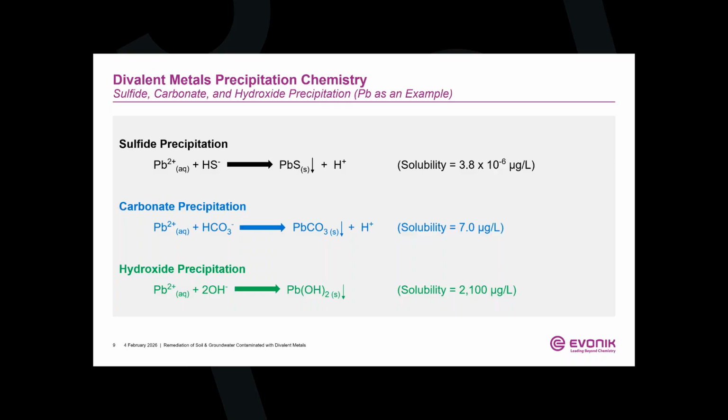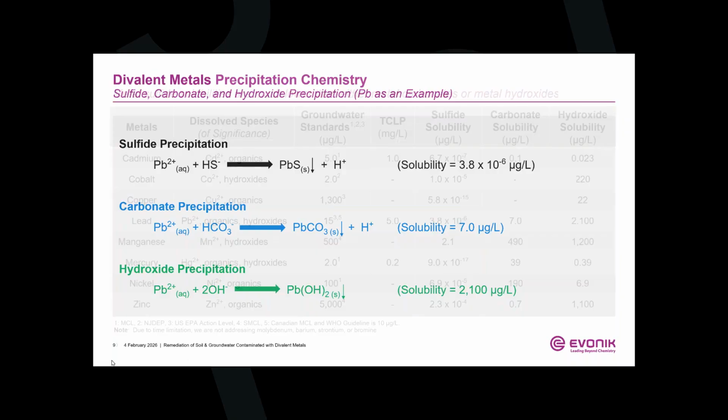And then hydroxide precipitation. This is a high pH approach, typically mediated with things like magnesium hydroxide or other high pH reagents to produce lead hydroxide. And take a note there of the solubility. It's several orders of magnitude higher than either the lead sulfide or the lead carbonate, and in fact it's higher than the MCL for lead, so not necessarily a very good way to go at treating lead in groundwater.